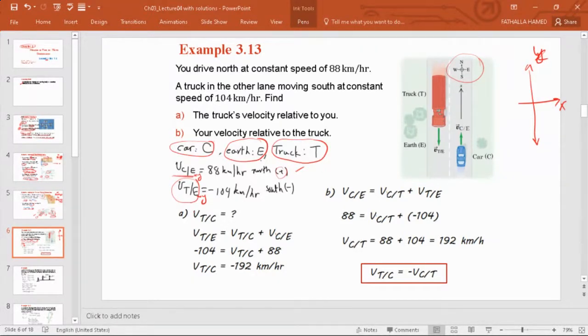Now they ask me here the truck's velocity relative to you. That means relative to the car. So they want velocity, and I will put a subscript y here, meaning the y component. You can use the x, but since it's moving along north-south, we can use y here. So it's relative, okay. Relative to what? Now they told you relative to you, which is the car.